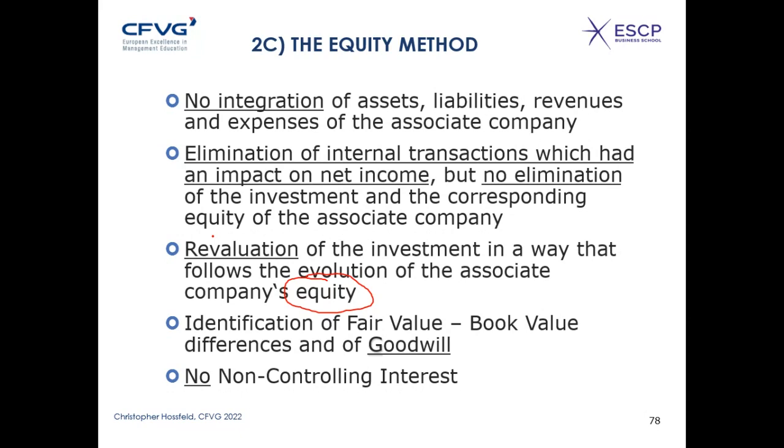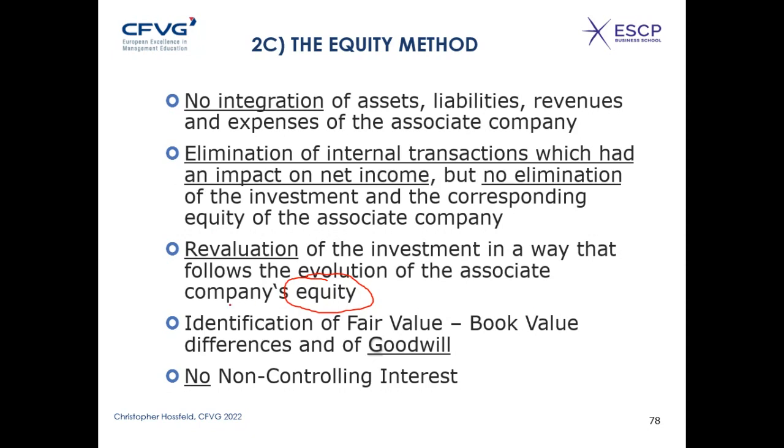And the second reason, more important here, is profits. Obviously, if the associated company makes a profit, equity goes up. If the associate company makes a loss, equity goes down. In the equity method, since I revalue my investment based on this evolution, if equity increases because of profits, I will account for my share of those profits, 30%. And if equity decreases because of losses, I will account for my share of these losses, 30%. Okay.